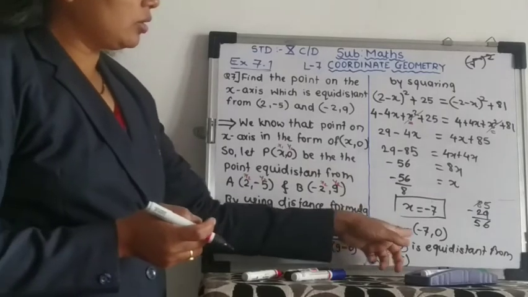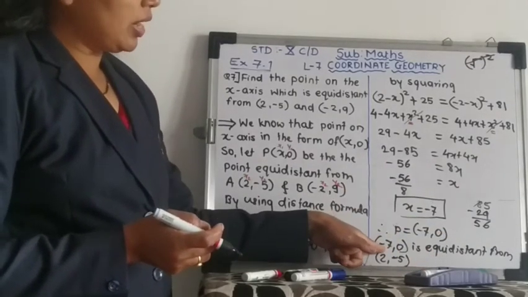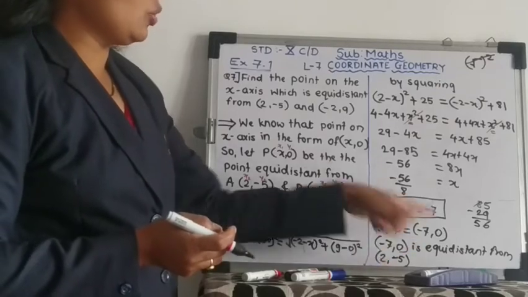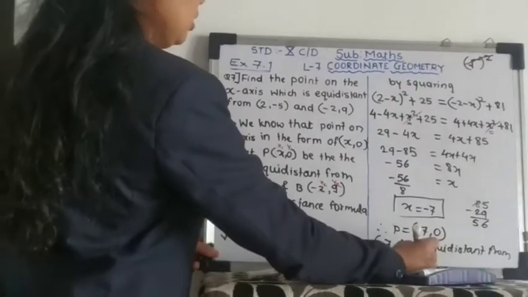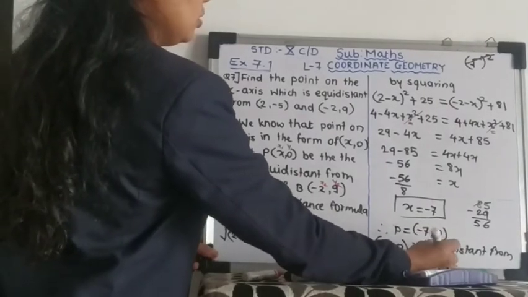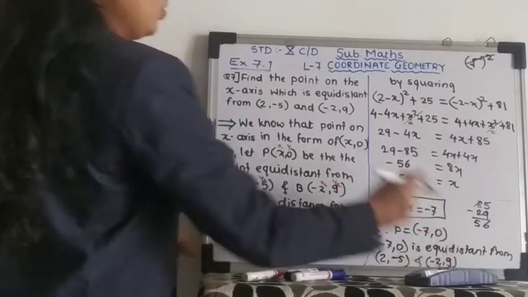So therefore the point P is what? Minus 7, 0 is the point. So we will write that minus 7, 0 is equidistant from 2, minus 5 and minus 2, 9. Understood the whole sum?